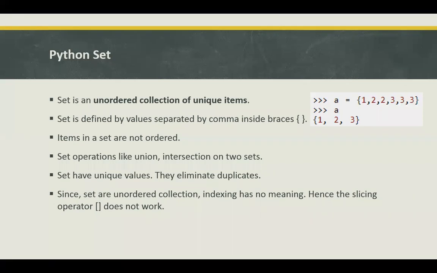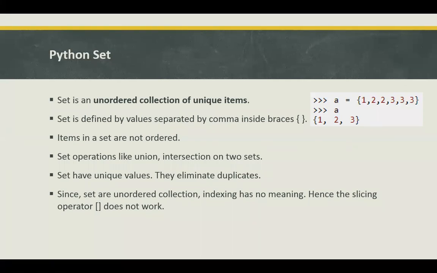A set is defined by curly brackets. It is defined by the values separated by commas inside the curly brackets, again like your list and tuple. Items in a set are not ordered. They are not in any ordering. Set operations like union and intersection can be performed on two sets.